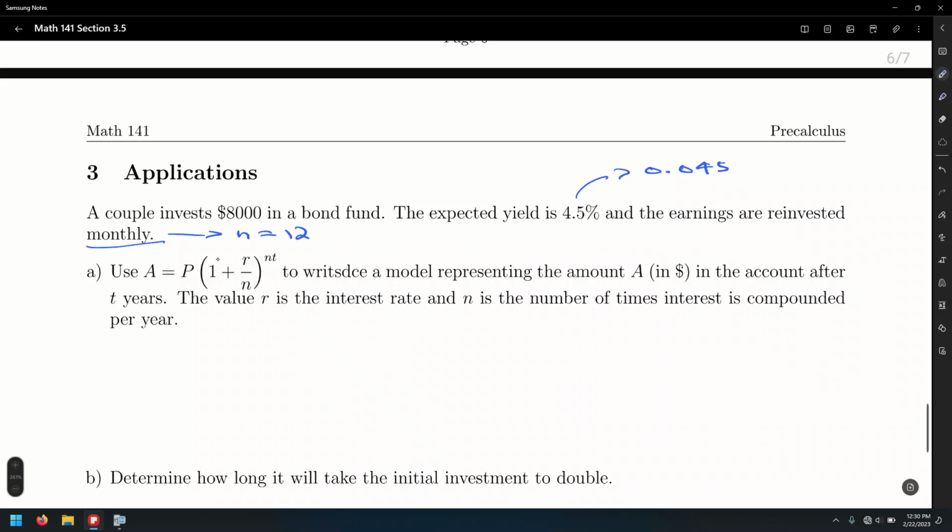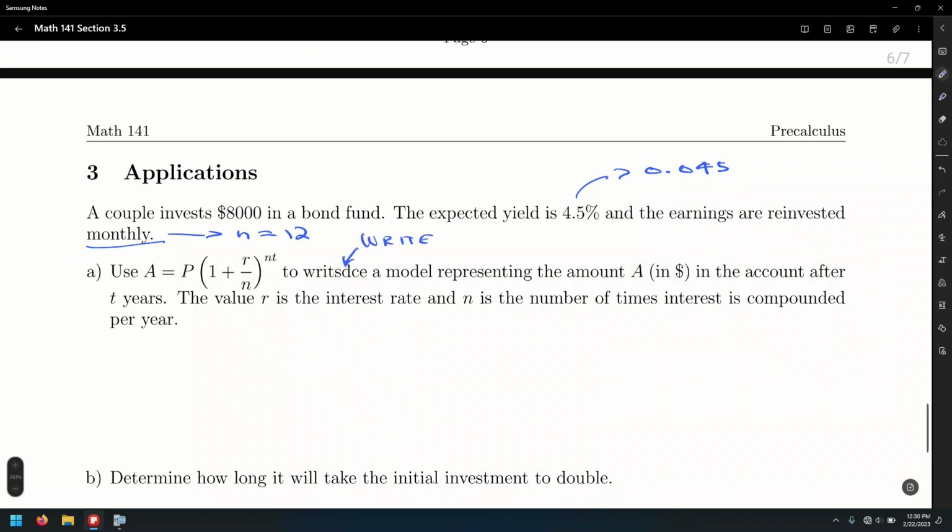Use A equals P times (1 plus r over n) to the nt to... what happened to the r? Maybe it was 3 a.m. when I wrote this. Anyway, I meant to write r.